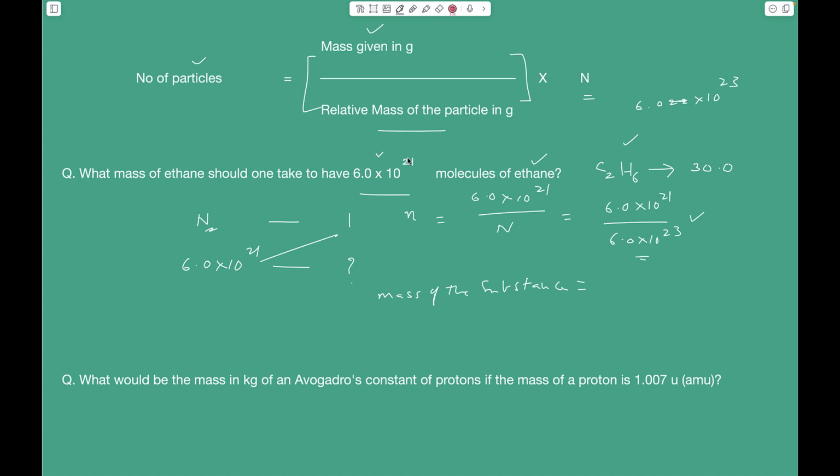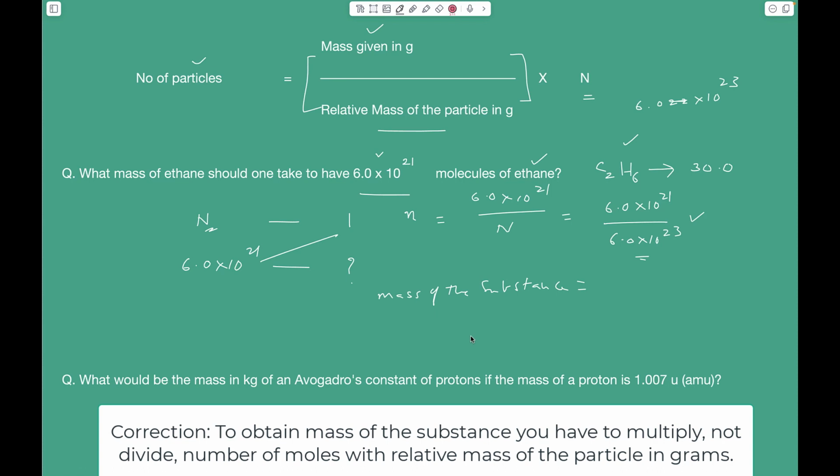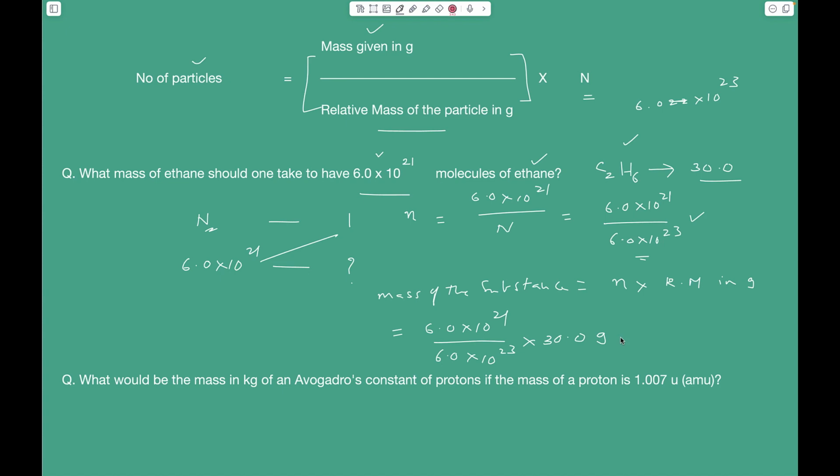If you divide the mass by the relative mass in grams, you would get the number of moles. So to get the mass given the number of moles, you have to multiply the number of moles with the relative mass, right? Whatever is there in the denominator here. So relative mass of the particle in grams. So number of moles is 6.0 times 10 to the power of 21 over 6.0 times 10 to the power of 23, and the relative mass of ethane molecule is 30.0, expressed in grams is 30.0 grams. I let you do the simplification.